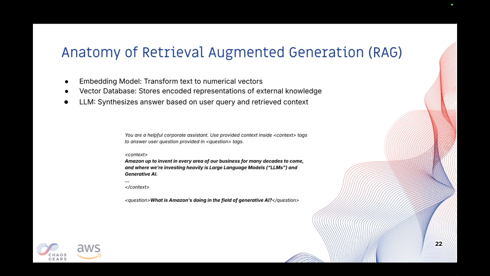And regarding the prompt itself, it can look as follows. We have some instructions for the LLM, that you are a helpful corporate assistant. Then we have some context. Context is basically the documents that were retrieved from the database. And the last part is the user question. Based on such input, the LLM generates the answer.